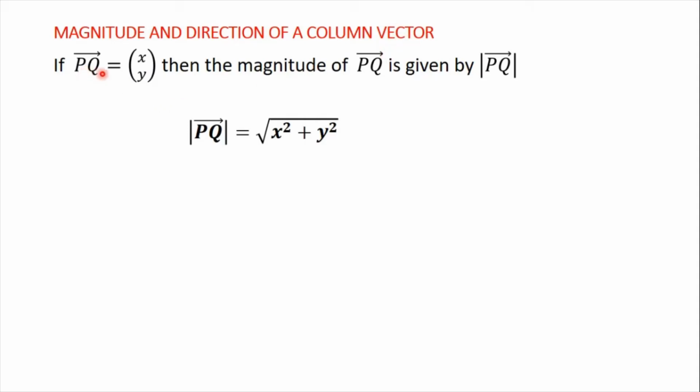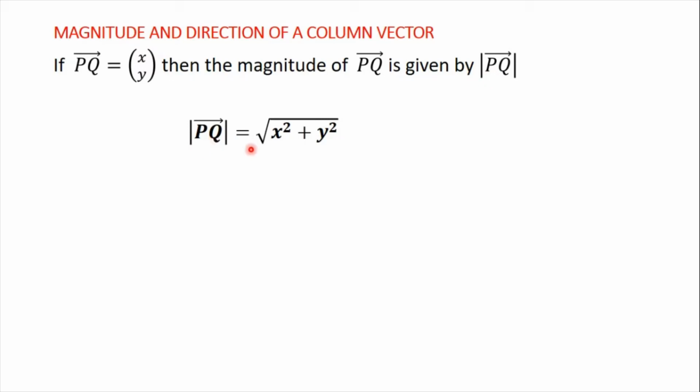If vector PQ is given as (x, y), or the component of vector PQ is (x, y), then the magnitude of vector PQ is written by drawing these two bars and putting vector PQ in the bars. So when you see this, it means magnitude of PQ. When you see these two bars around vector PQ, it is read as the magnitude of PQ, or magnitude of vector PQ.